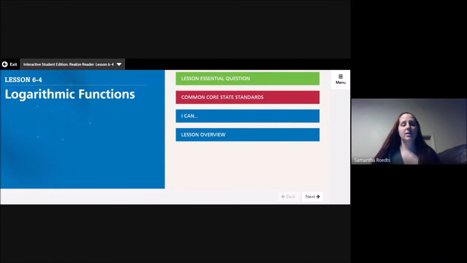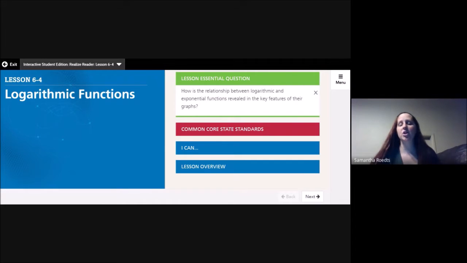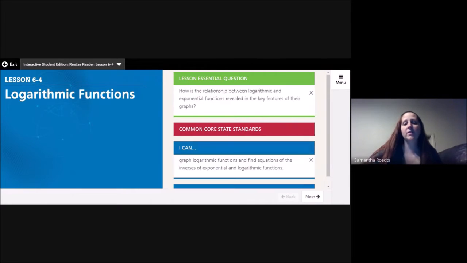All right, this is Unit 6, Lesson 4, Logarithmic Functions. So our lesson essential question is, how is the relationship between logarithmic and exponential functions revealed in the key features of their graphs? So at the end of this lesson, we'll be able to graph logarithmic functions and find equations of the inverses of exponential and logarithmic functions.